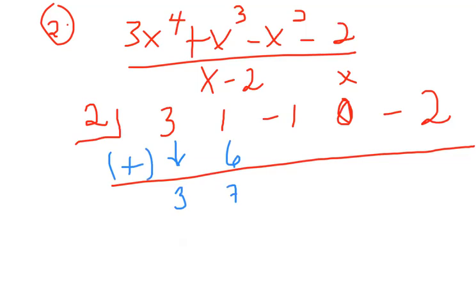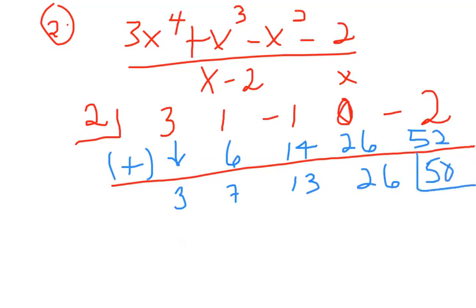7 times 2 is 14. You add, you get 13. 13 times 2 gives you 26. You add, you get 26. 26 times 2 is 52. You add, so you get 50. Now, obviously, we have a remainder.